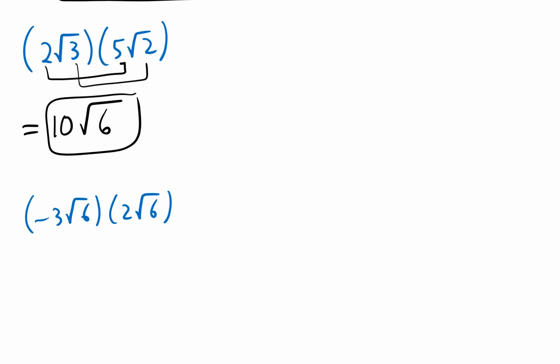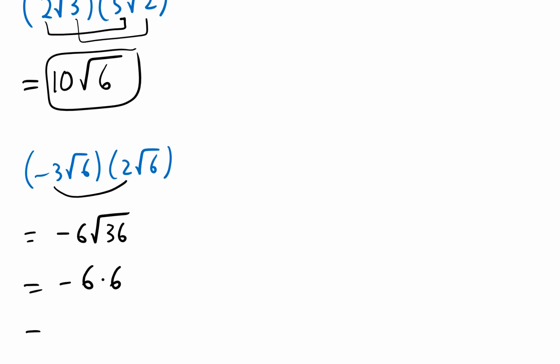Next one, we again multiply the outer numbers with each other. Negative 6 times 6, 36. But the square root of 36 is 6. So that gives us negative 36.